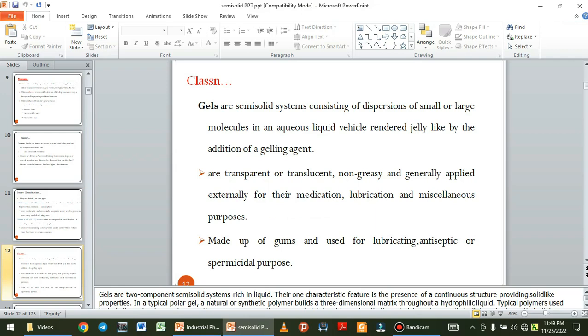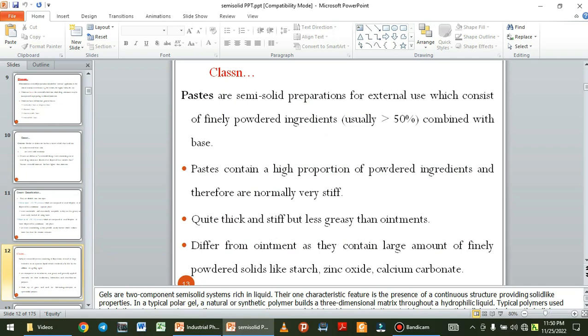The gelling agents, that is a surfactant we are going to use, are transparent or translucent and non-greasy generally. They are applied externally for medication, for lubrication, and for different purposes that we have to use externally. That is gel.